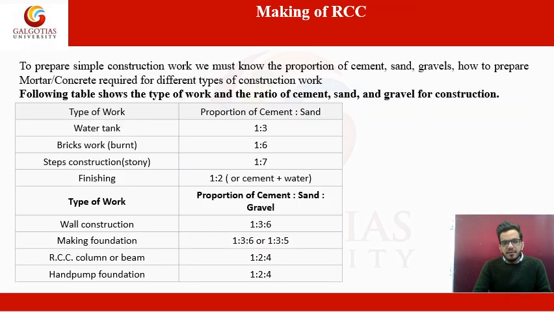Now let us discuss the making of RCC, how RCC is defined for different typologies of construction work and with different cement to sand ratios. To prepare a simple construction work, it is important to know the proportion of sand, gravel, and cement, and how to prepare the mortar and concrete ratio. Every type of work has a different proportion, the cement to sand ratio.